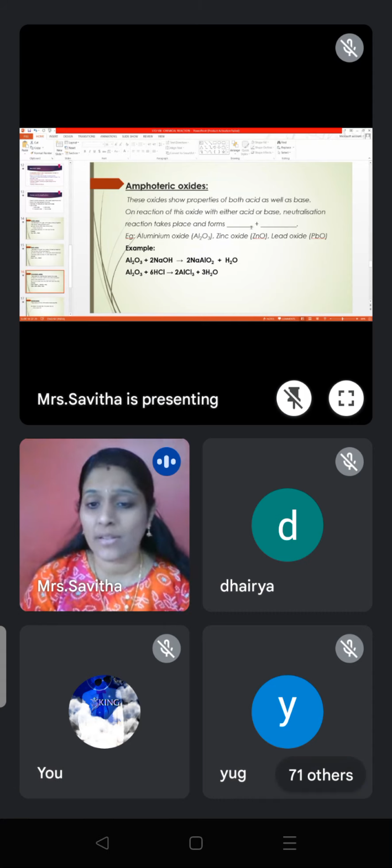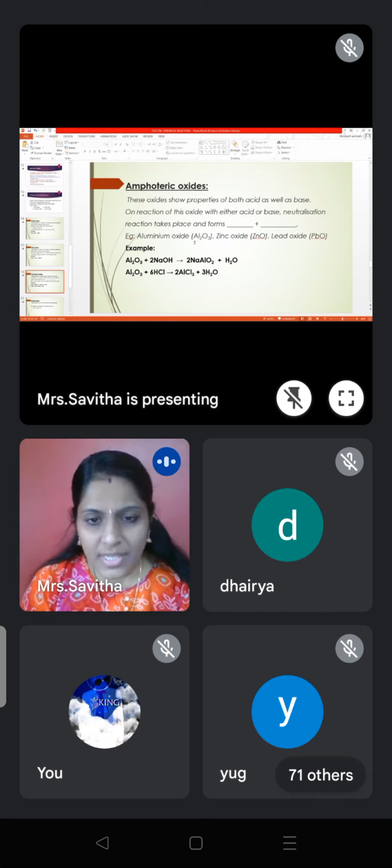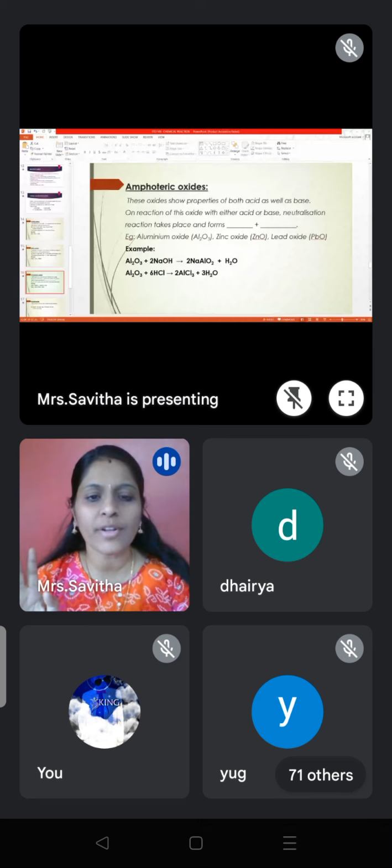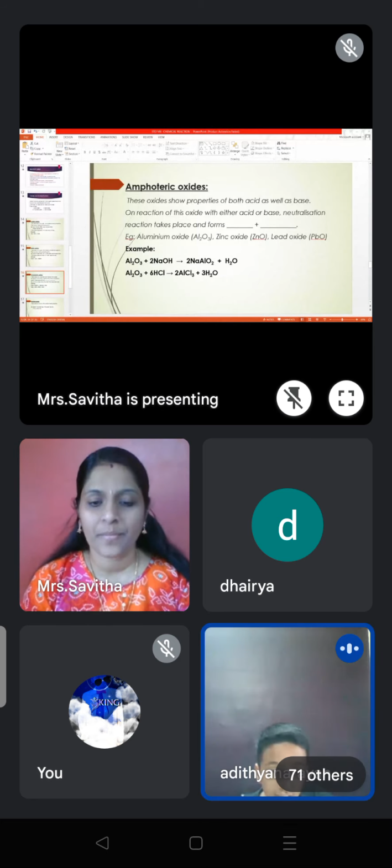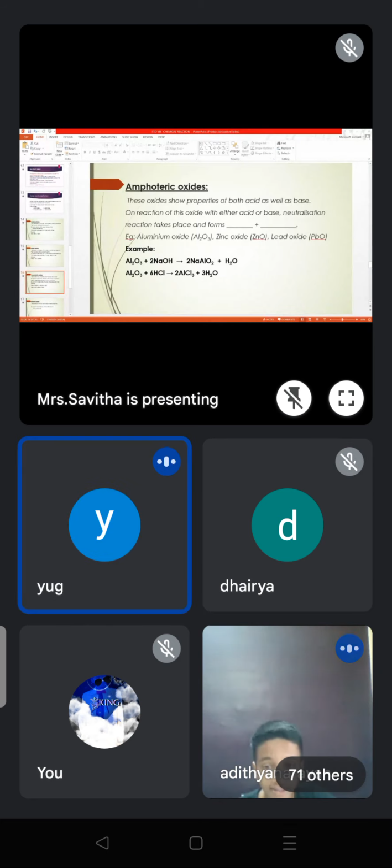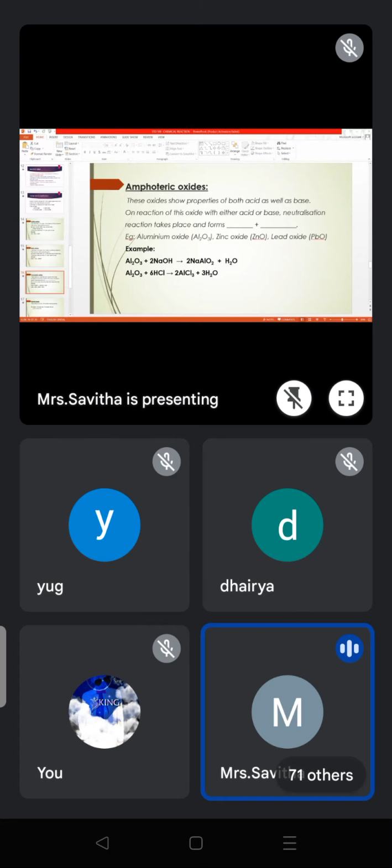So there are compulsorily three main ones you need to remember: aluminium oxide, zinc oxide, lead oxide. Which are the three amphoteric oxides? Aluminium oxide, zinc oxide, and lead oxide. Use the word oxide, children. Otherwise, you will simply write the metal.